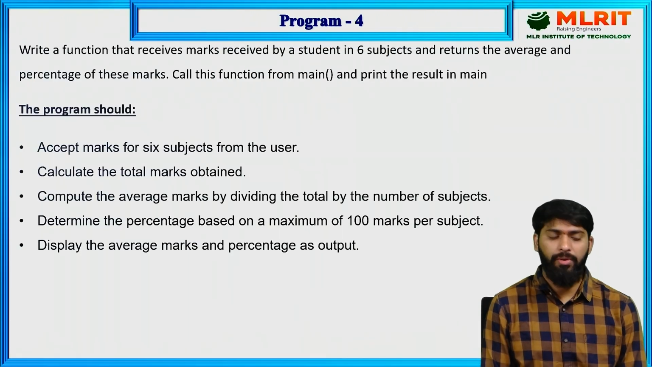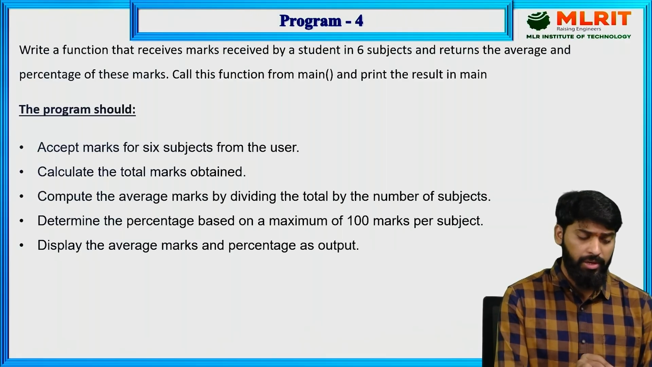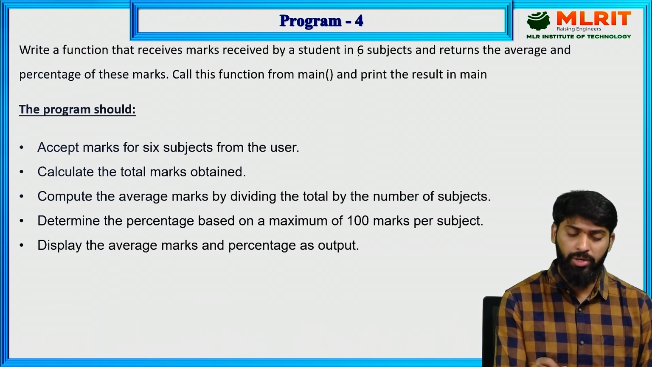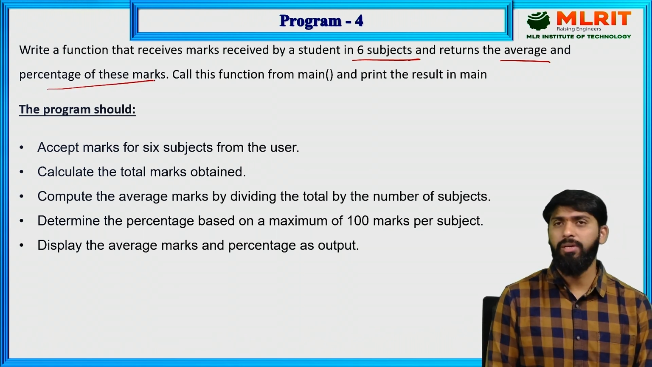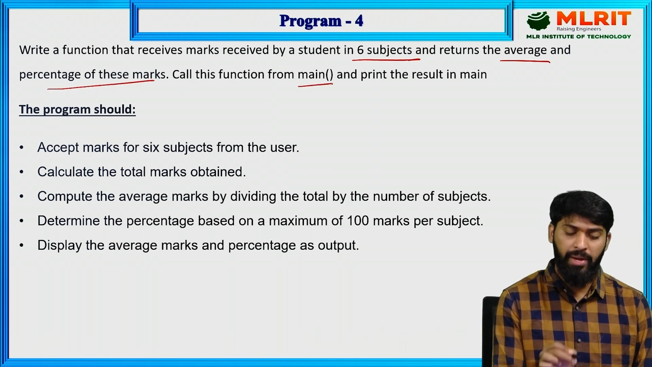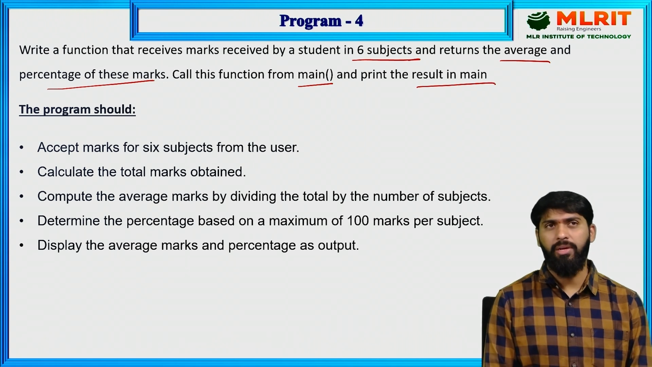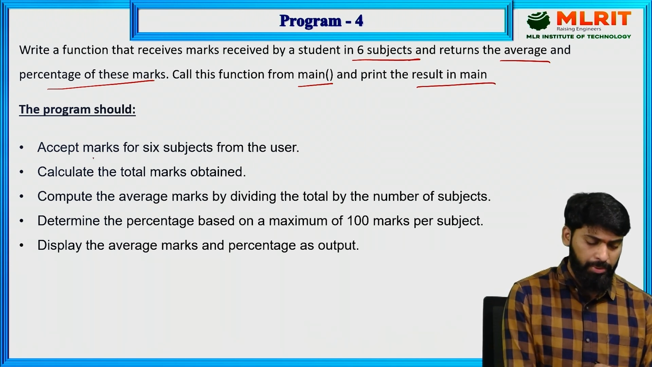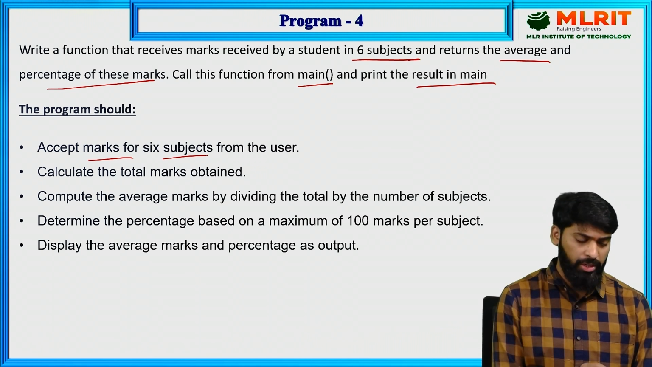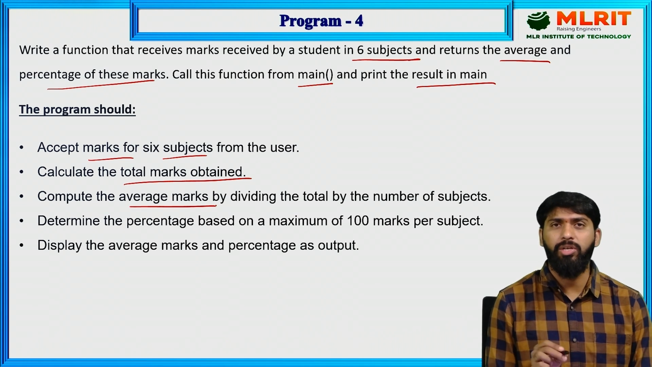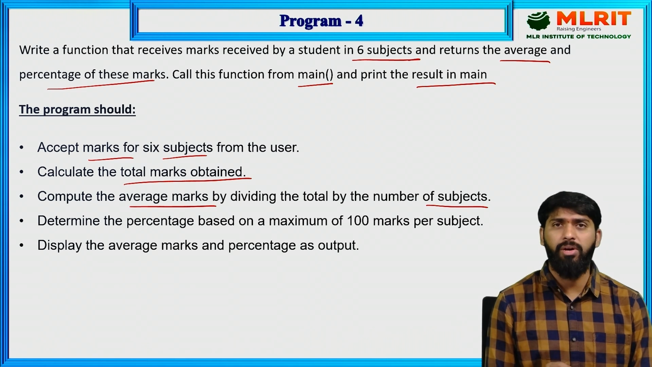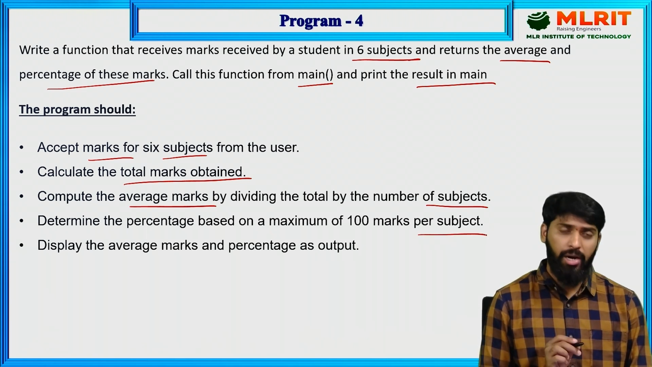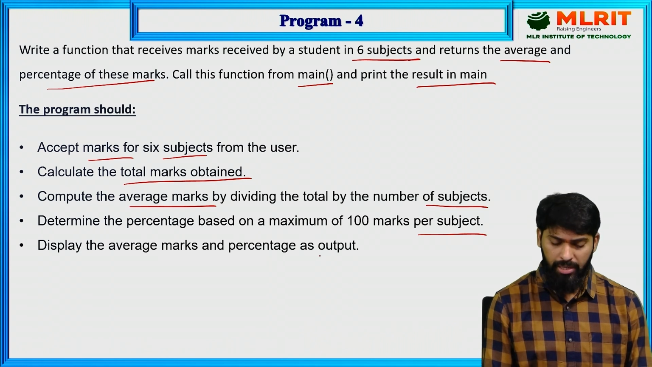Okay. So program 4: write a function that receives marks received by a student in 6 subjects and returns the average and percentage of these marks. Call this function from main and print the result in main here. The program should accept marks for 6 subjects from the user, calculate the total marks obtained, compute the average marks by dividing the total by the number of subjects, and determine the percentage based on a maximum of 100 marks per subject, and display the average marks and percentage as output.